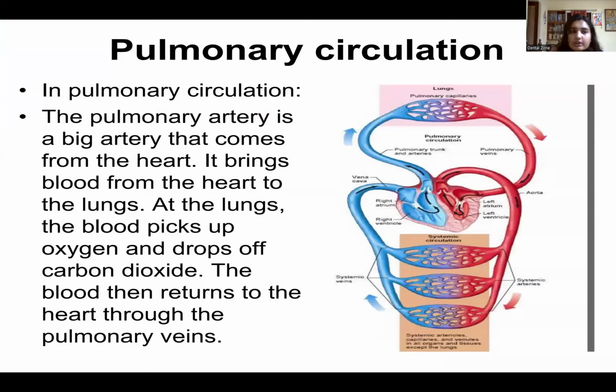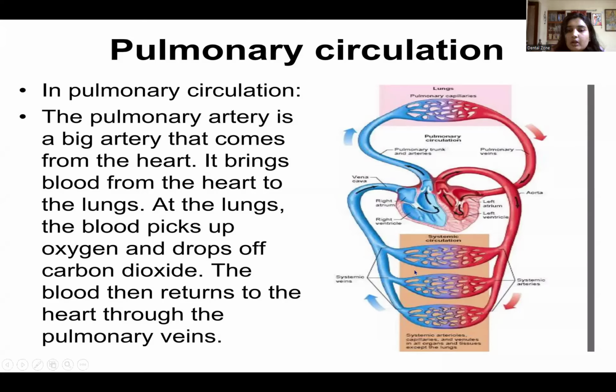Now see, as you can see over here, in pulmonary circulation, the pulmonary artery is a big artery that comes from the heart. It brings blood from the heart to the lungs, and at the lungs, the blood will pick up oxygen and drop off the carbon dioxide. The blood will then return to the heart through the pulmonary veins.